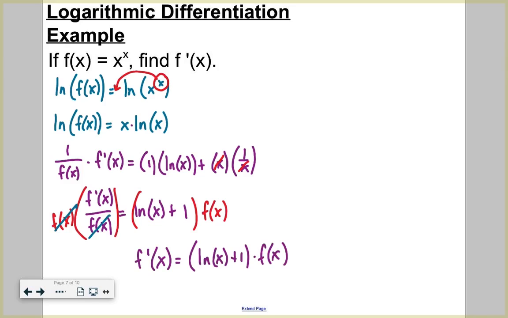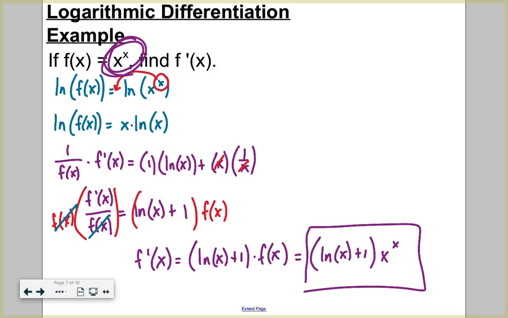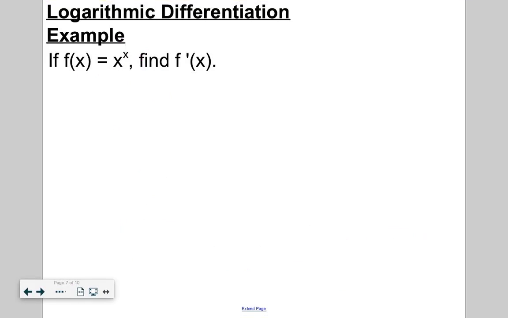But just like before, we know what f of x is. F of x is x to the x. So we can substitute that in. So we get the quantity natural log of x plus 1 times x to the xth power. And we are finished. So it's something as simple as this one. It isn't going to take much work. However, these problems tend to get a little bit more complicated.